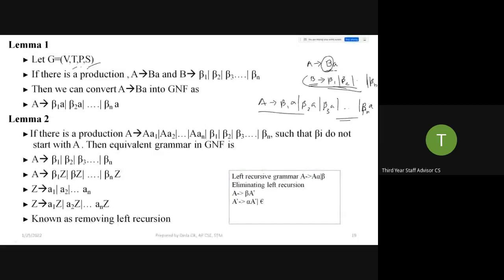Okay, so what will be lemma 2? Lemma 2 covers the case called left recursion. What is left recursion? Suppose a production is of the form A implies A alpha 1 or A alpha 2 or A alpha n, etc. That means the non-terminal that is on the left-hand side of the production is also present as the first symbol on the right-hand side. We are repeatedly doing the process, replacing A with itself. If such a production exists in the grammar, we call it a left recursive grammar, or left recursion.